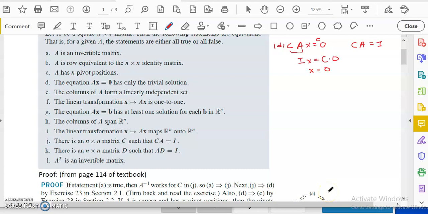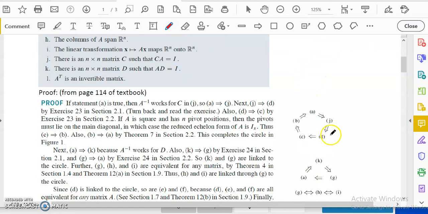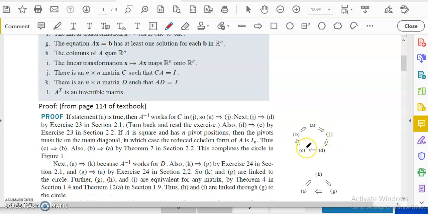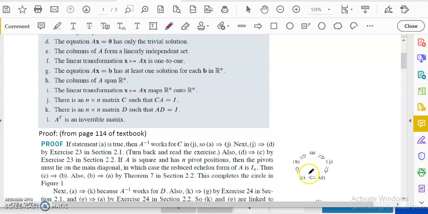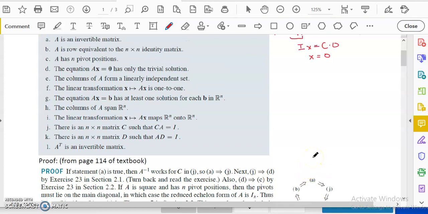And then from D, we can prove C. C means it has n pivot positions. Anytime you have a unique solution, you would have n pivot positions. And then after C you go back to B, which is if it has n pivot positions, then you can row reduce to the n times n identity matrix, and that means going back to the fact that it is invertible. So this forms a loop.